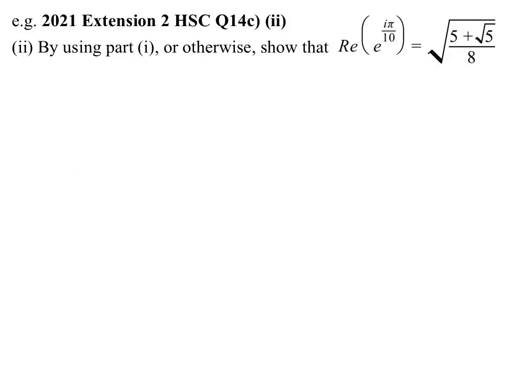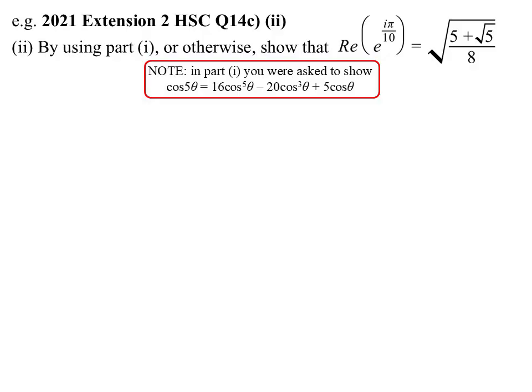Okay, 2021. This one was in question 14, so about halfway through the paper. By using part i or otherwise, well, part i was one of those ones where it asks us to prove a trig result. I'm not going to worry about doing that now. We'll just take that to be true. cos 5θ is 16 cos to the power of 5 θ minus 20 cos cubed θ plus 5 cos θ. So using that, or otherwise, if you've got another way of doing it, by all means, go and do it.